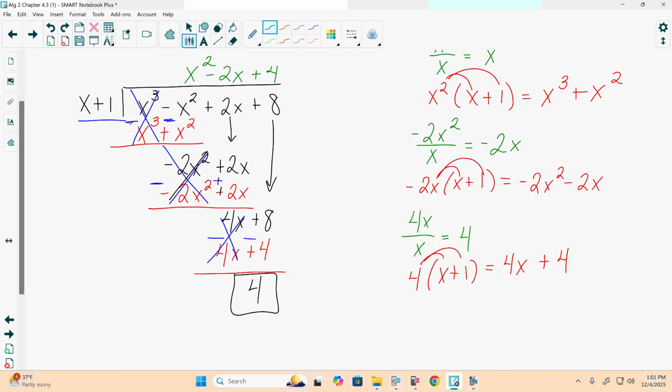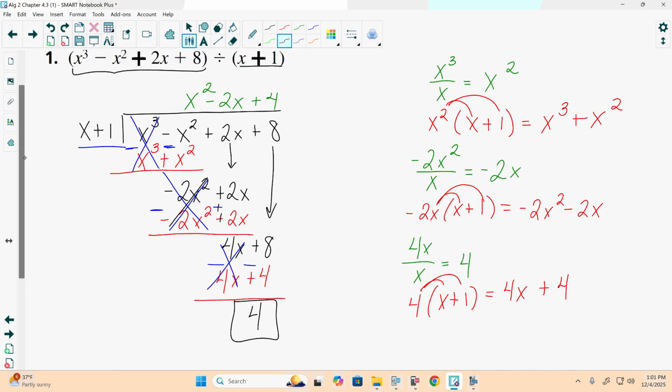So what we have as our answer is x squared minus 2x plus 4 plus our remainder, which is 4, yes? When we did long division, it's been a while, we put the remainder amount over the number we were dividing it by, yes? Here we don't have a number, we have what? An expression, x plus 1. So it'd just be 4 over x plus 1.